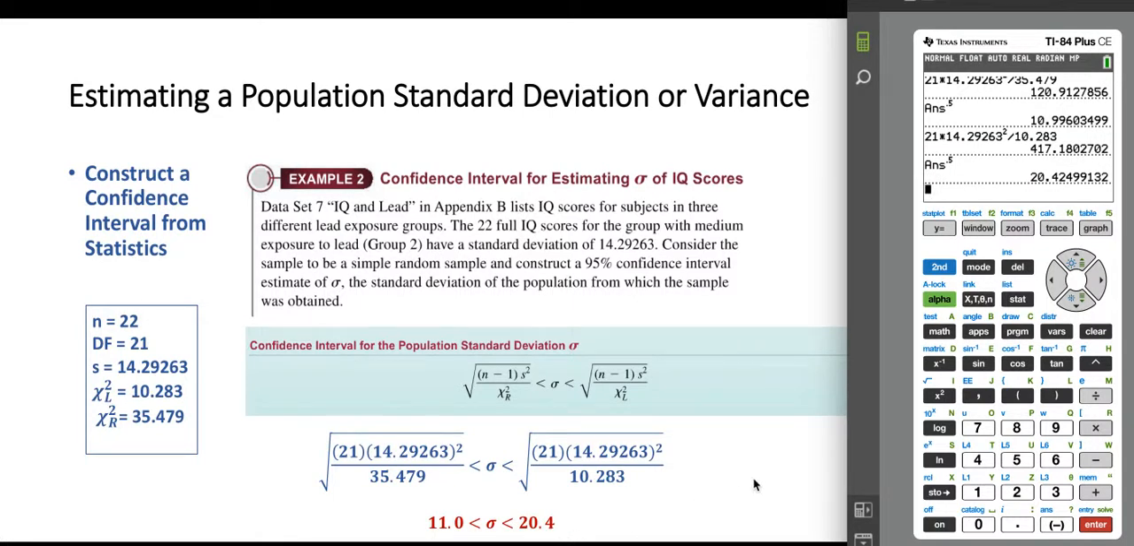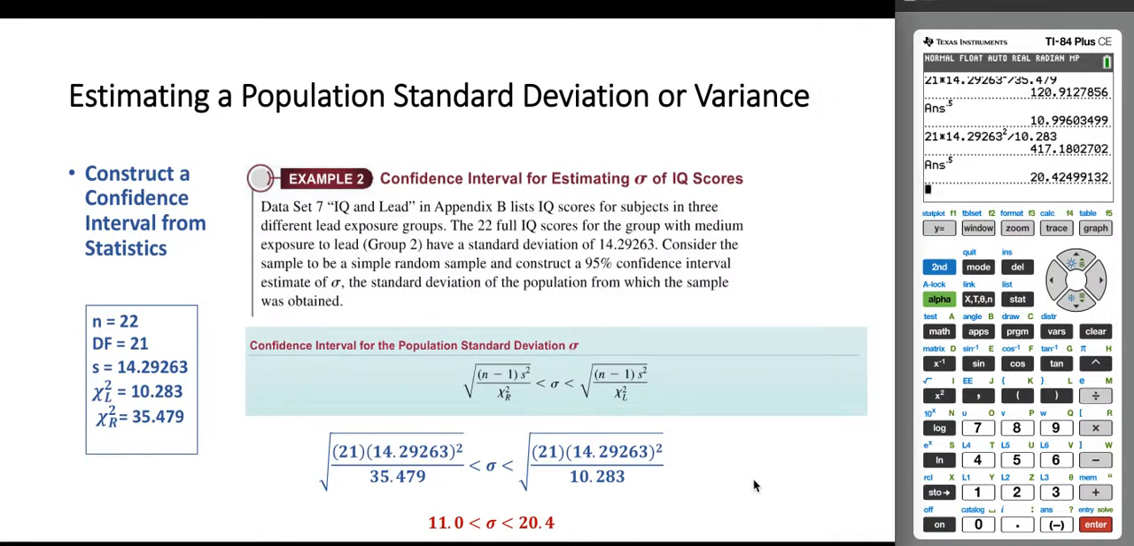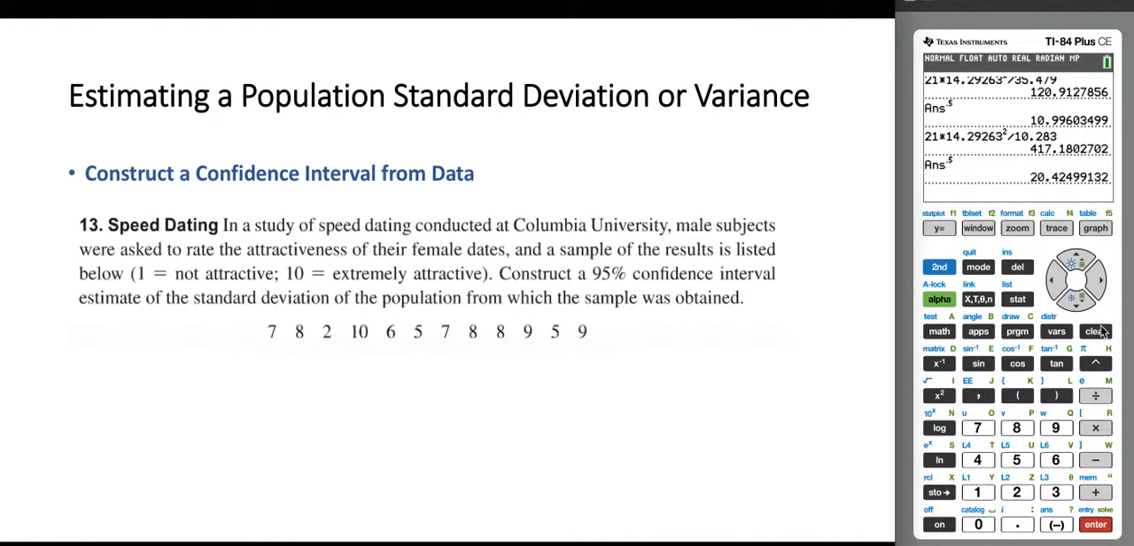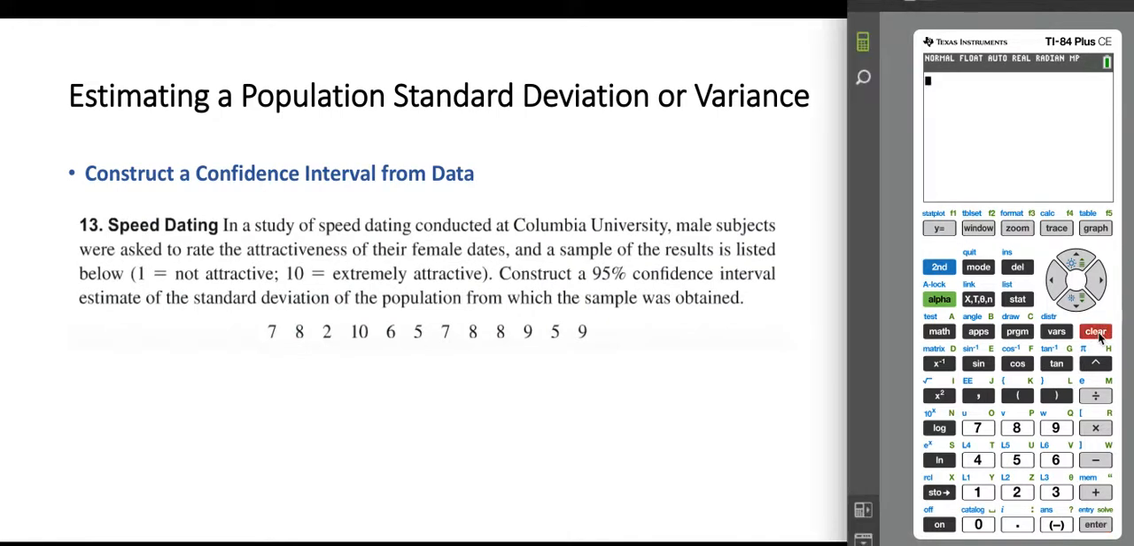Okay, now let's go through another example where we're constructing this confidence interval from data. In a study of speed dating conducted at Columbia University, male subjects were asked to rate the attractiveness of their female dates, and a sample of the results is listed below. Construct a 95% confidence interval estimate of the standard deviation of the population from which the sample was obtained.